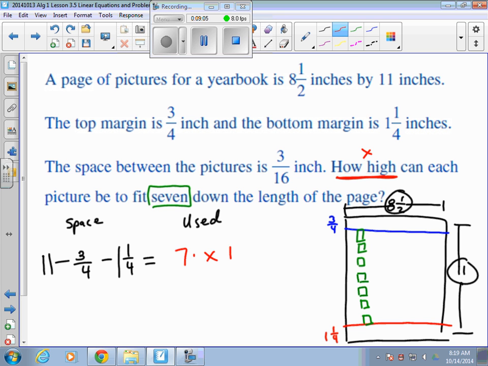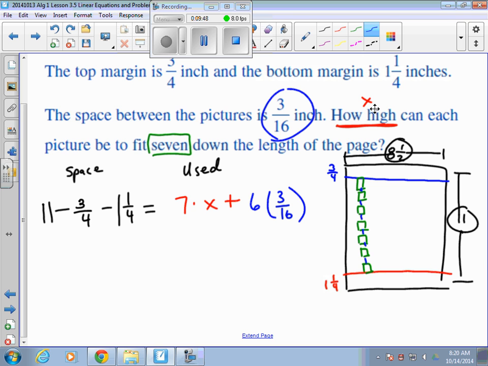plus, how many spaces do we have? If there are 7 of them, how many do we have if we count them up? 1, 2, 3, 4, 5. How many spaces? 6. There's not 7 spaces, there's 6 spaces. It's 6 times the space between each picture. And this is a tough problem. 6 times 3/16. So if you're looking at this thinking, I have no idea, just follow along. We're going to get to the correct answer. This is your equation. 11 minus 3/4 minus 1.25 is equal to 7x plus 6 times 3/16.